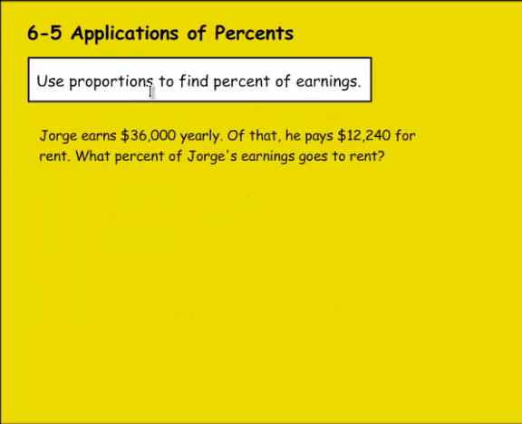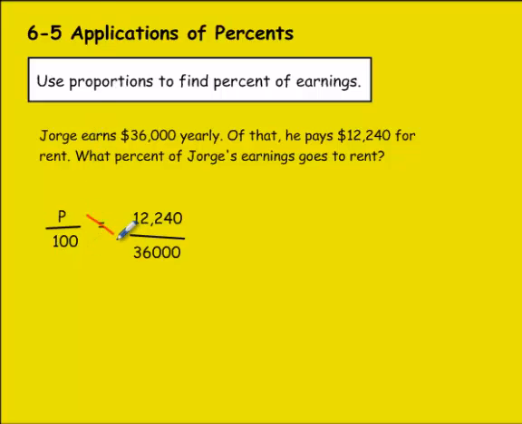Now we need to use proportions to find percents of earnings. So for example, we have Jorge earns $36,000 yearly. Of that, he pays $12,240 for rent. What percent of Jorge's earnings goes to rent? If you remember, percents are per 100. So we could find the percent over 100 for the amount that Jorge pays, the percentage he pays. And we could put the amount he pays on top for the other proportion here. So 12,240 over 36,000. By setting up this proportion, we could solve that percent here and find out the percentage that he pays.